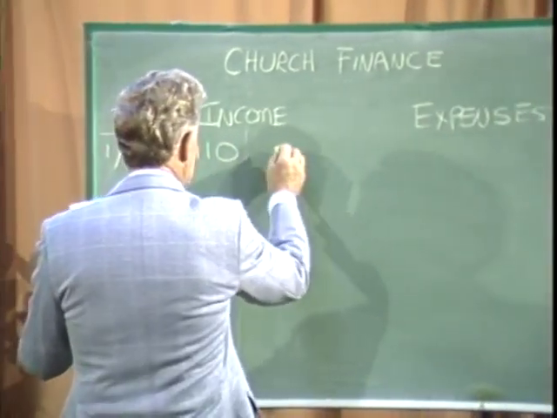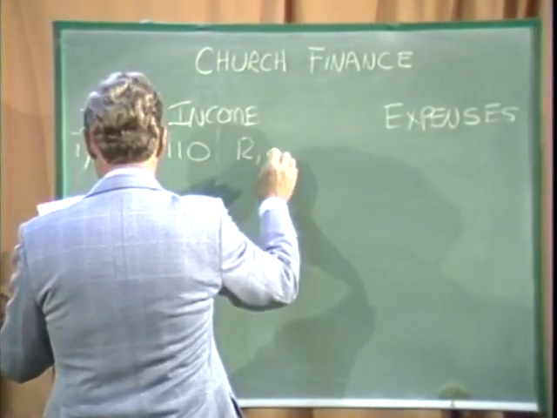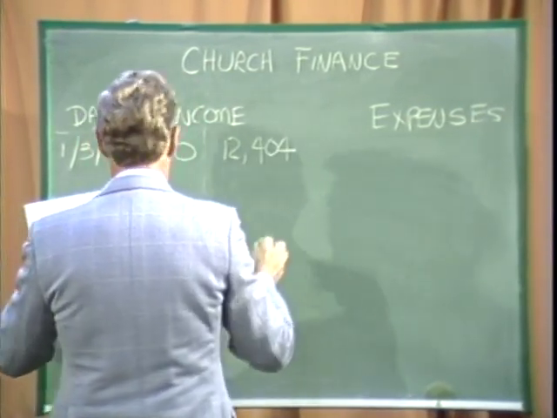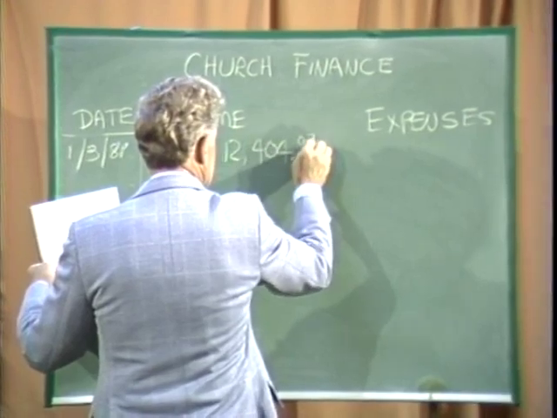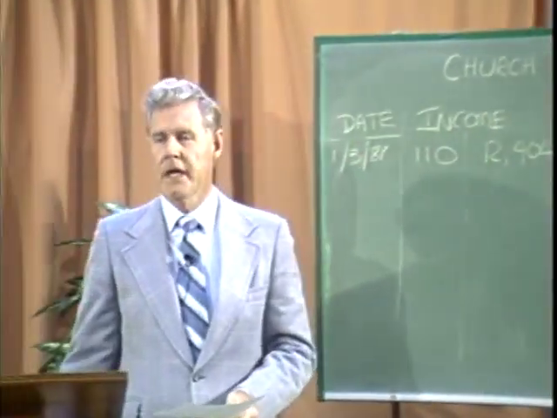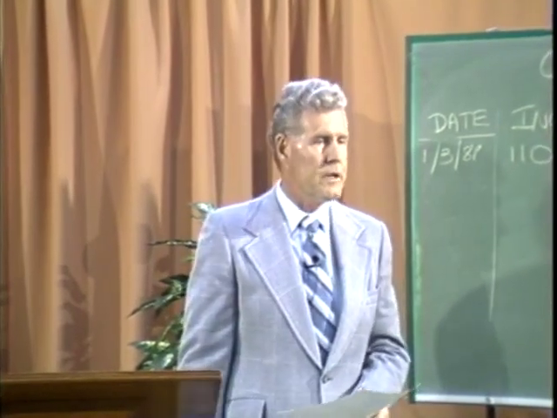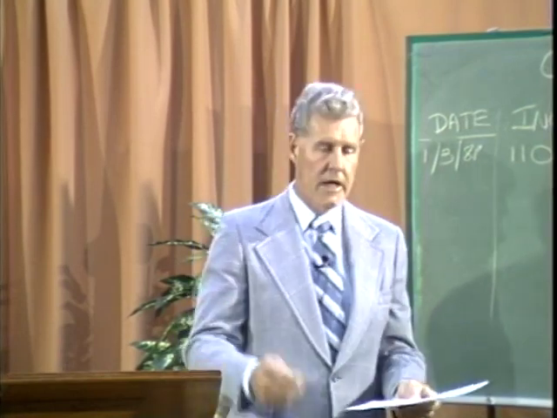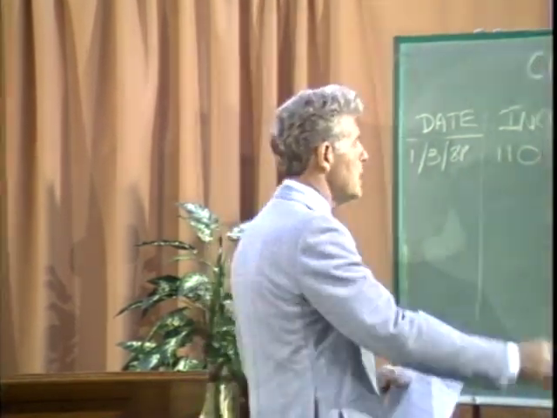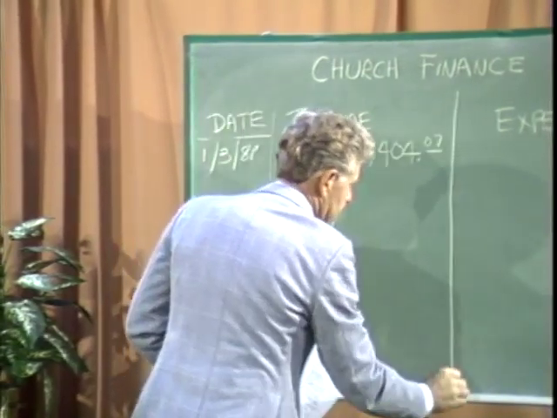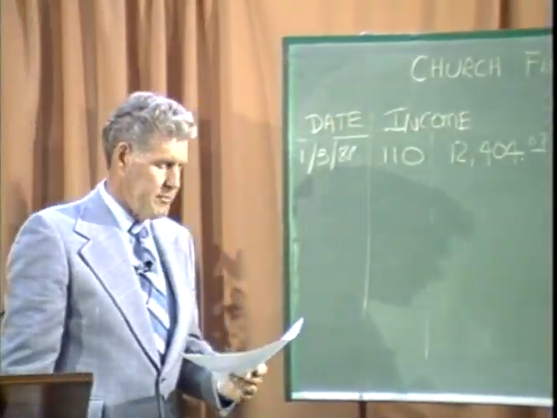Let's assume now that your balance is going to be $12,404.07. This is your balance. This is what you have in the bank as you begin this month before any offerings are further taken and received, any other monies coming in or going out. So we record that so that we know that we have this on income. This is not an expense.